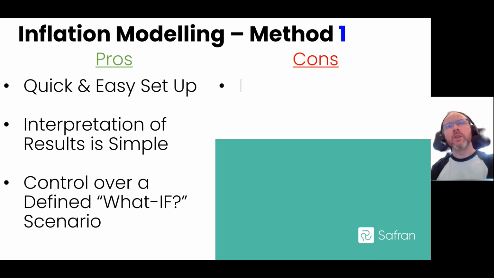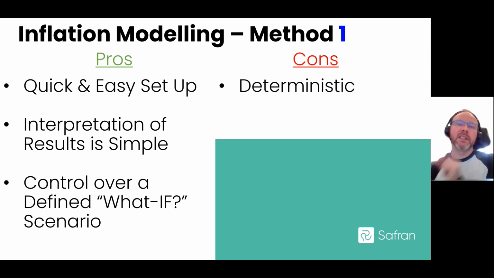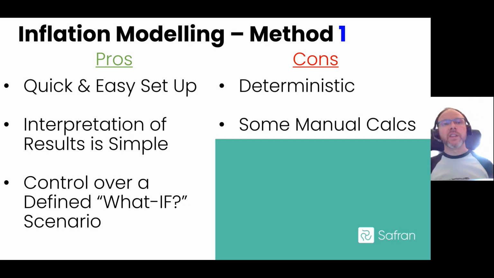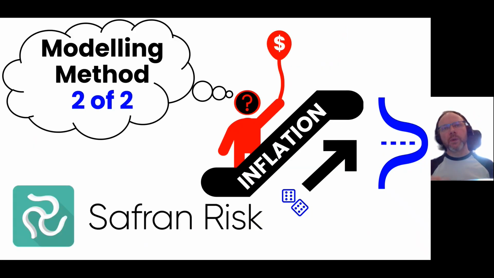The con of this method is that it's deterministic, so effectively it's a single point answer, and you're having a guess at what that single point's going to be, rather than giving yourself a bit of leeway and saying it's going to be either side of a particular point. There's also some manual calculation, so I had to get a calculator out and work out whether I'm going to put 10% or 12.5% inflation, whatever it might be, into the system. So next time we'll be looking at method 2, which is a probabilistic method where it randomly samples what the inflation is going to be, and we'll look at the pros and cons of that in the next video.